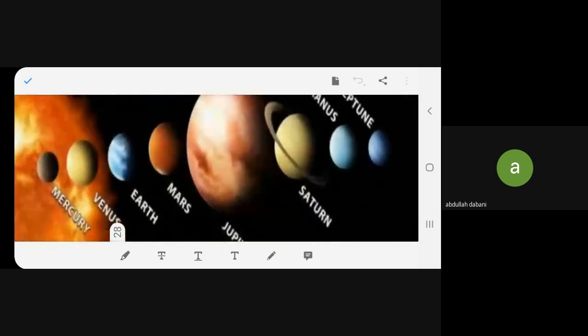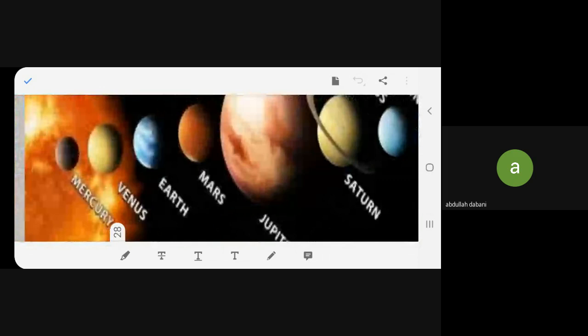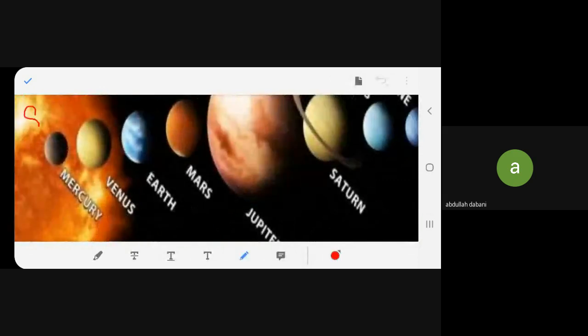See, this is how it looks. This is the Sun. Then we have Mercury first, then Venus, then Earth, you can see it is blue. Mars, then Jupiter, then Saturn, then Uranus and Neptune. The last one is Neptune.